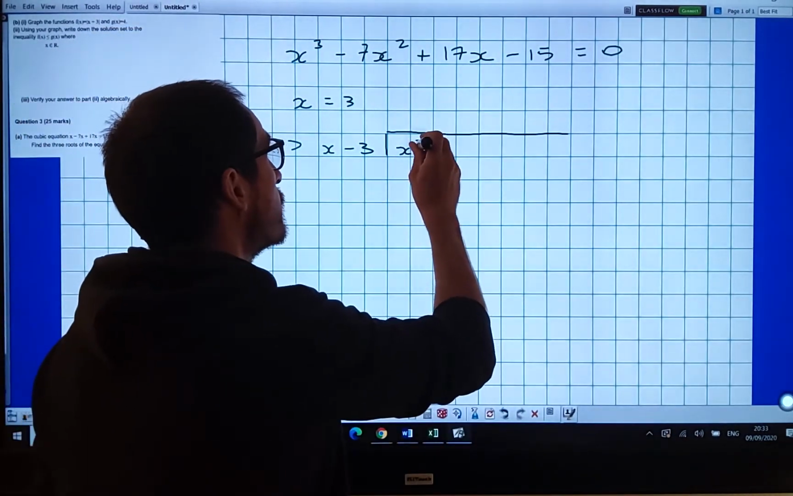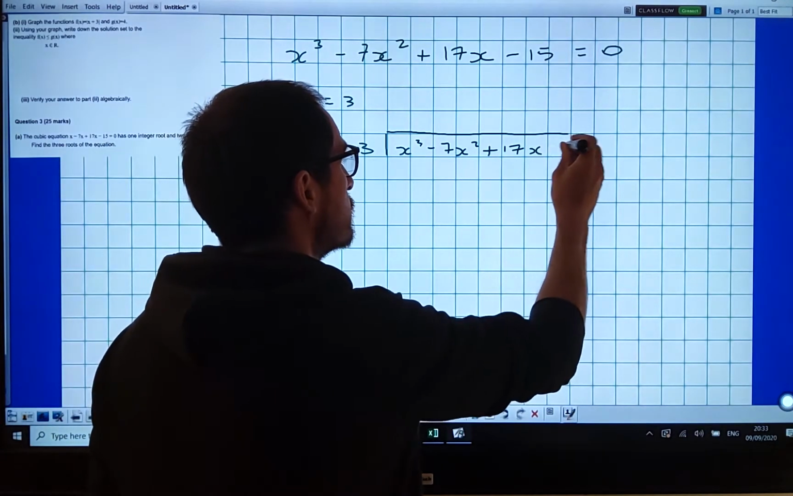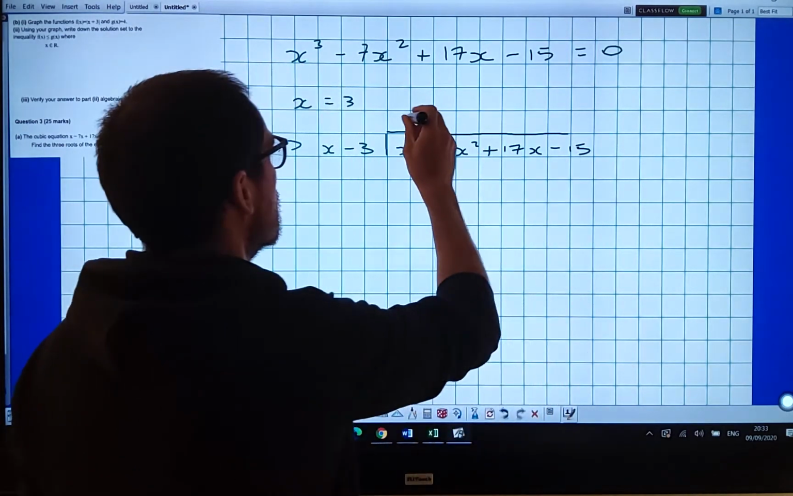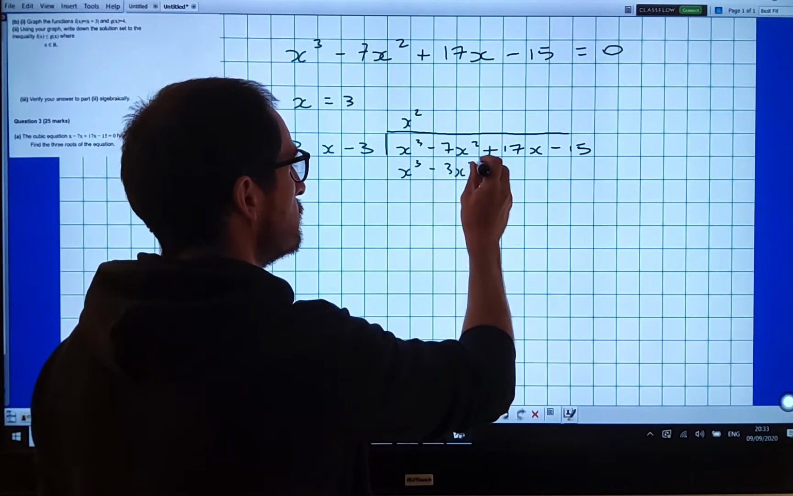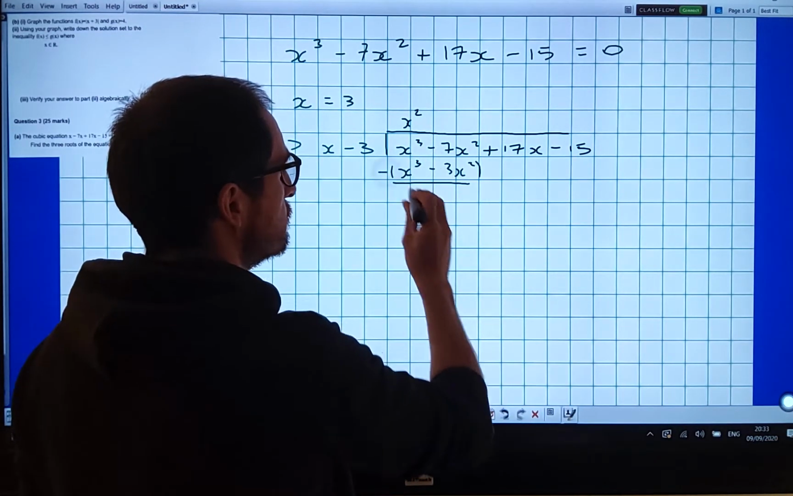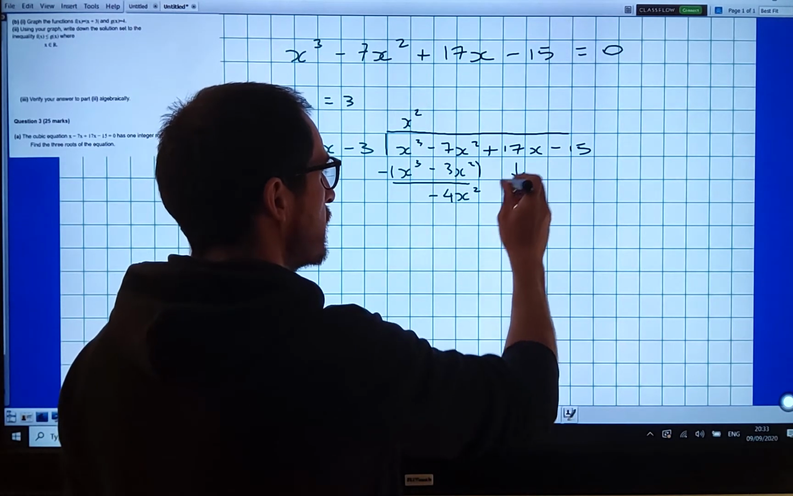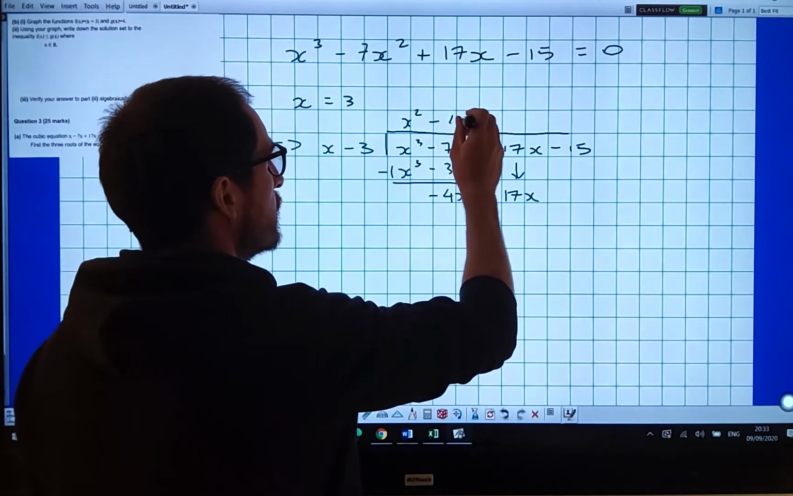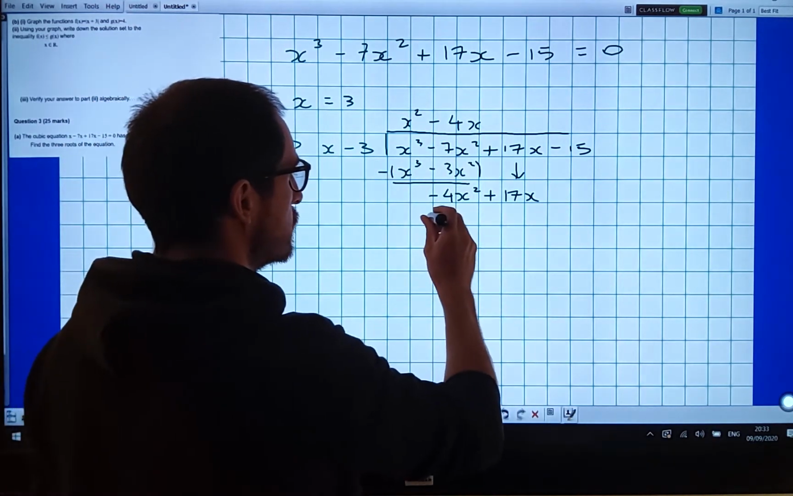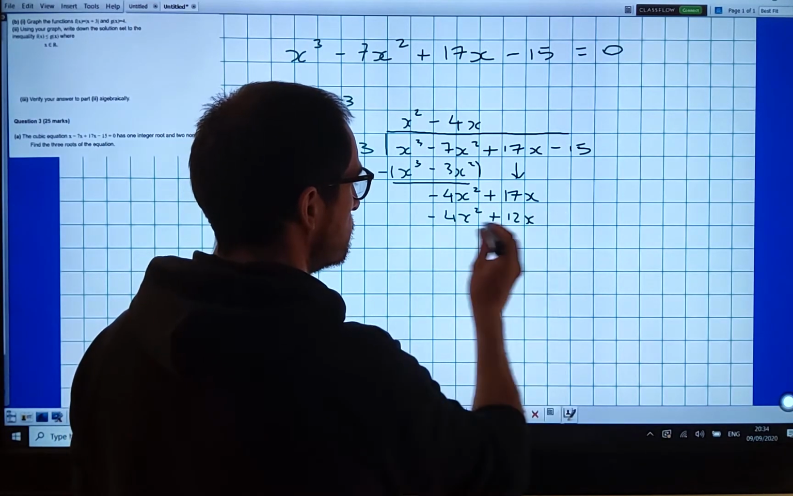So I've got x cubed minus 7x squared plus 17x minus 15. So divide it in then. I got x squared, which gets me x cubed minus 3x squared. I subtract that. That's going to get me minus 4x squared. And I bring down my 17x. So this is long division. So then you multiply that by minus 4x. So it's minus 4x squared plus 12x.